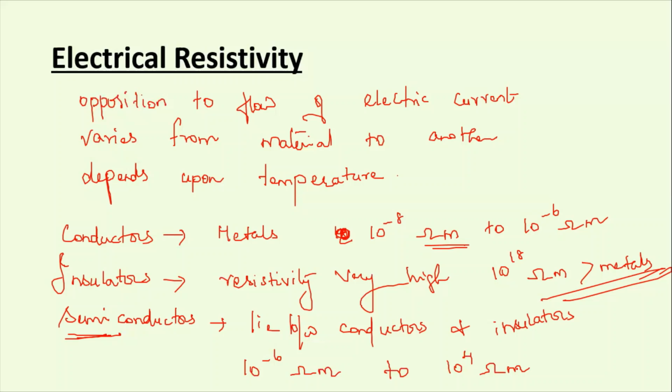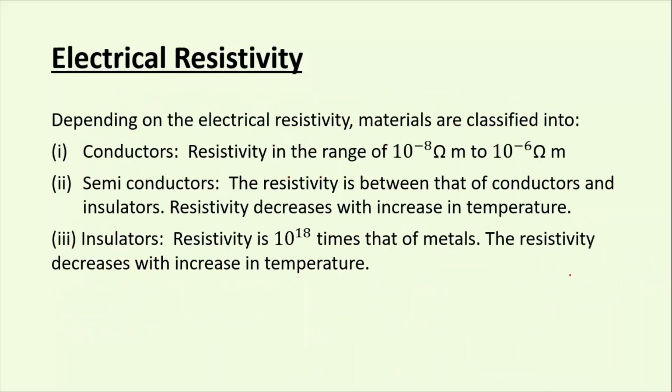Again, when you increase the temperature, the conductivity of a semiconductor increases. Okay. So this is the typed version of what we discussed till now, the summary of what we discussed. So here as we discussed, we can see that resistivity decreases with increase in temperature in a semiconductor.